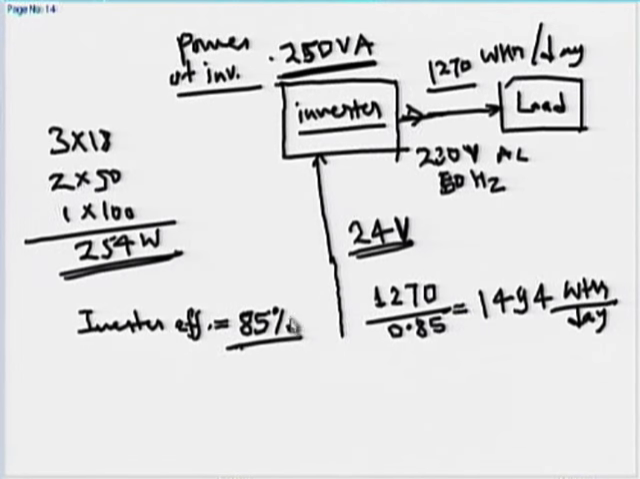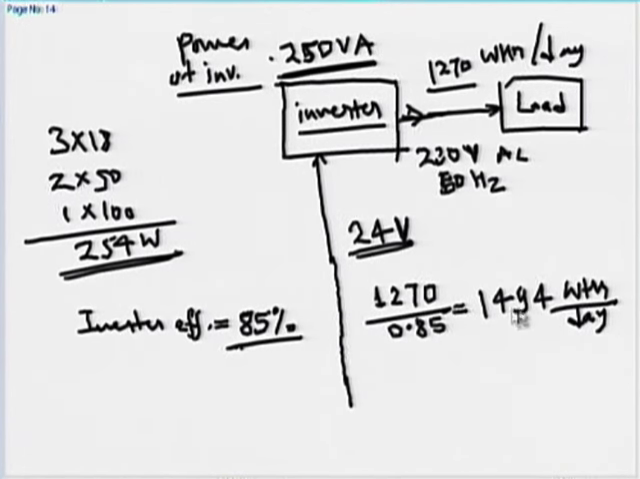Because your inverter is not 100% efficient, when it has to supply 1270 watt hour per day output energy, input energy must be 1494 watt hour per day. Now, how do we specify the battery? We specify the battery in terms of voltage and ampere hour. I will come back to that.